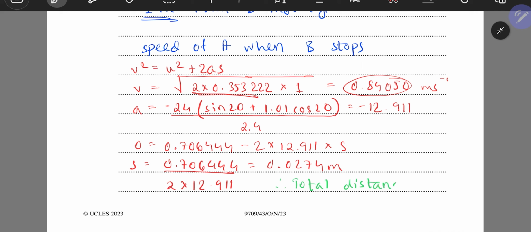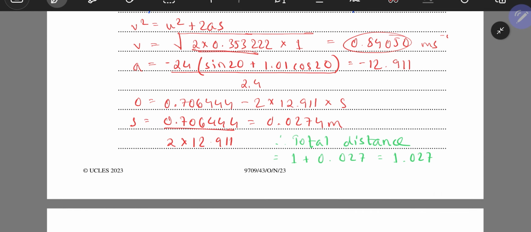So the final answer, the total distance, equals 1 plus 0.027, which is equal to 1.027. If we want to round it to 3 SF, we can write 1.03 meters. That is the answer.